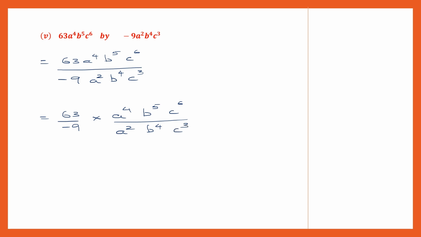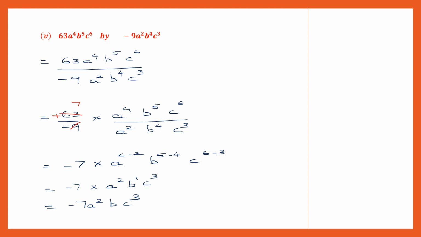So here now let's work on this. This is a plus sign. So when signs are different here, you'll have the minus sign. Now let's cancel 9 and 63. 9 sevens are 63. So here we get 7 into a to the power of 4 minus 2, b to the power of 5 minus 4 and c to the power of 6 minus 3. So minus 7 into a to the power of 2, b to the power of 1 and c to the power of 3. So this becomes minus 7 a squared b c cubed. So this is your final answer.